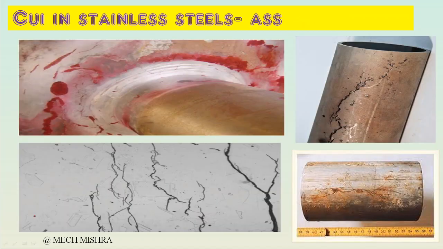Now, how does CUI happen in austenitic stainless steel? As we discussed, CUI in austenitic stainless steel externally will be in the form of chloride stress corrosion cracking. Because insulation material may contain chloride, that's why I am saying that in the specification as well, you need to keep the chloride to a minimum. Otherwise, when it gets moisture, the chloride will be there and it will get concentrated on the surface and will cause transgranular chloride stress corrosion cracking.